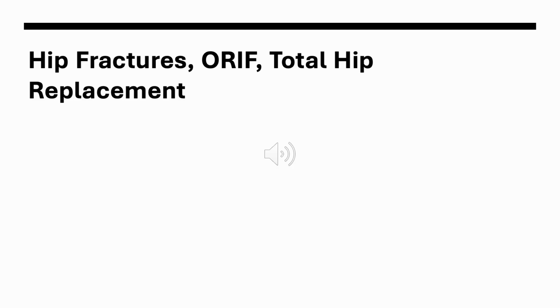Okay, next we'll talk about hip fractures, ORIFs, and total hip replacements. So pathophysiology, this is common in older adults due to osteoporosis, a high risk of complications with these surgeries, immobility, DVT, pressure injuries, pressure ulcers as well. So ORIF, it's an open reduction with internal fixation. So this means the patient is having surgical alignment, okay? So they're going to have pins, screws, or plates.